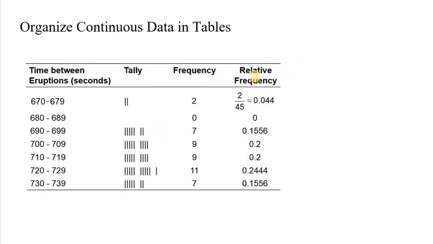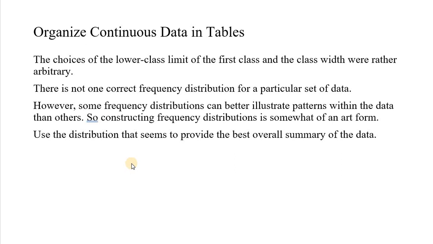And then we compute the relative frequency by dividing the frequency by the total number of frequencies, and we compute the answer. We get our proportion, which is also a probability, which is also a percentage of each class. The choices of the lower class limit of the first class and the class width were not following specific steps, so it's very random.